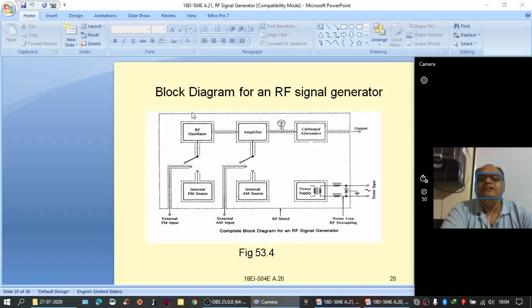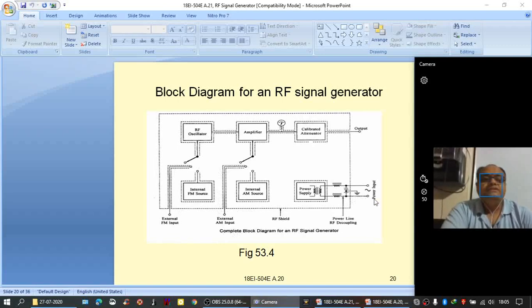And you can see dotted lines here. The RF oscillator is enclosed with a dotted line, which is nothing but a shield or box. The amplifier is covered with a shield or box. The calibrated attenuator is enclosed in a shield. Similarly, the output level meter is enclosed in a shield. The internal FM source is enclosed with a shield. The internal AM source is enclosed with a shield. And even the cables which are provided for the external FM input and external AM input also are provided with shield.